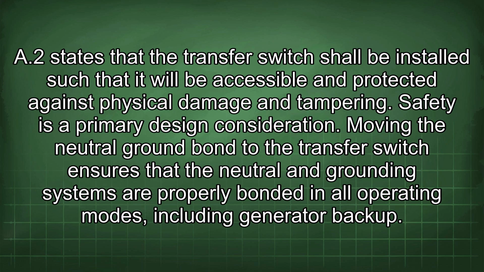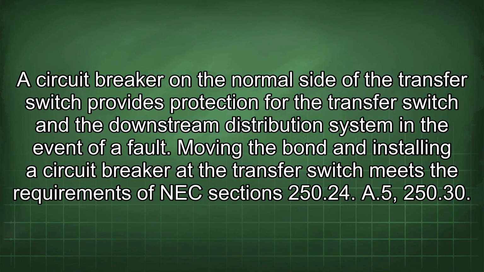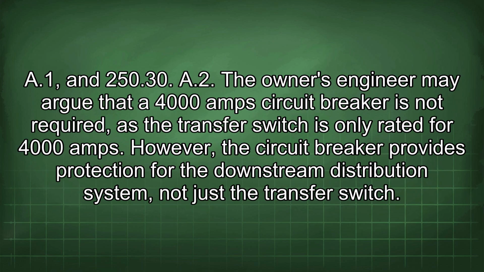Safety is a primary design consideration. Moving the neutral ground bond to the transfer switch ensures that the neutral and grounding systems are properly bonded in all operating modes, including generator backup. A circuit breaker on the normal side of the transfer switch provides protection for the transfer switch and the downstream distribution system in the event of a fault. Moving the bond and installing a circuit breaker at the transfer switch meets the requirements of NEC sections 250.24(A)(5), 250.30(A)(1) and 250.30(A)(2).